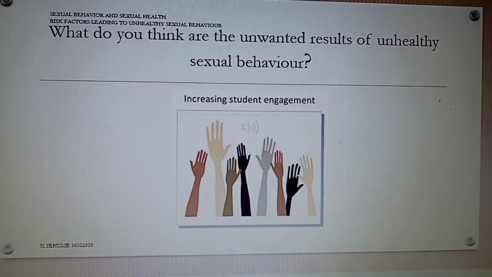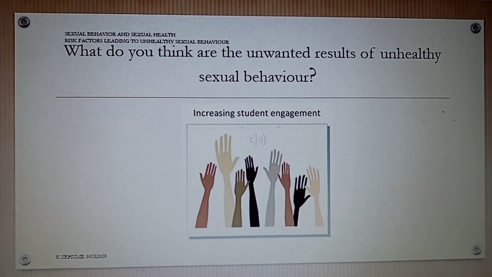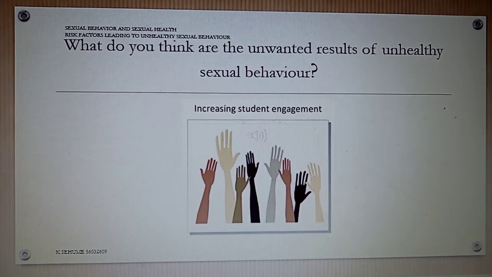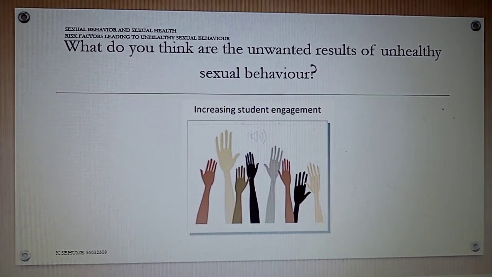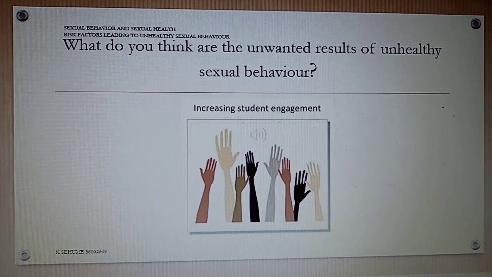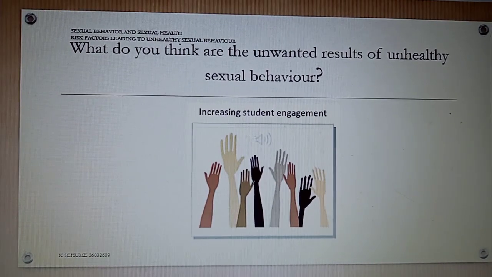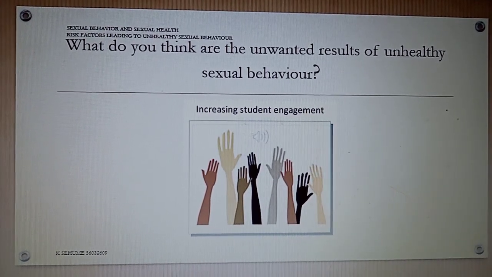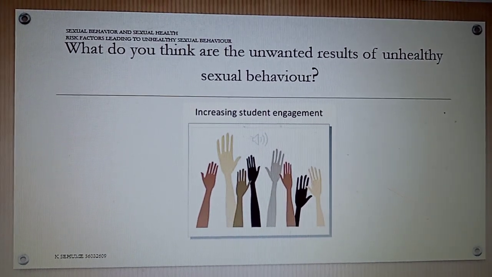Before we continue, I want you to tell me, what do you think are the unwanted results of unhealthy sexual behavior? I'm expecting that we all participate and share our knowledge. I have touched on the factors that influence personal behavior and the risk factors that lead to unhealthy sexual behavior. So I want you to tell me, what do you think are the unwanted results of unhealthy sexual behavior? Then the answers that we have combined together will go on the board.